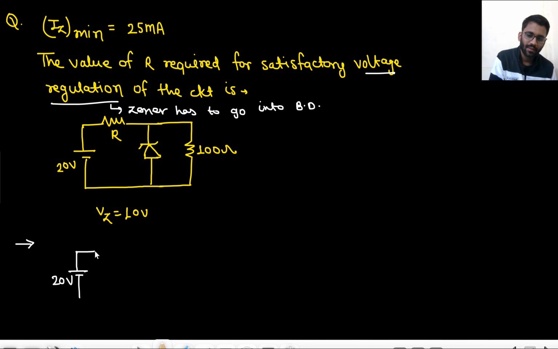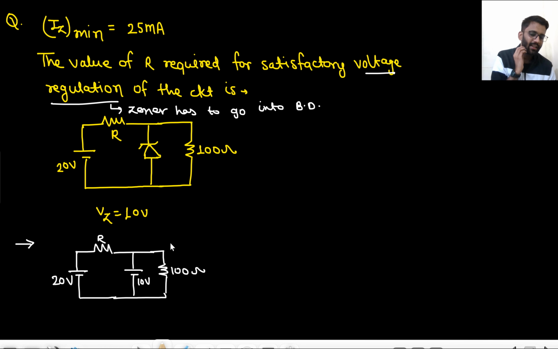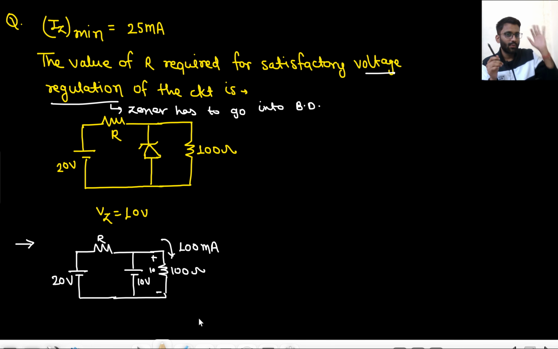So this is 20 volt. This is resistance R. Zener has to go into breakdown. And this is 100. So this will be a 10 volt battery, right? So 10 volt battery is here. So 10 by 100, that means 100 milliampere current is there, right? So here we are having 100 milliampere current, because this 10 volt will be here as well. 10 volt here and 100 milliampere current. Now the minimum current that has to go through Zener is 25 milliampere.